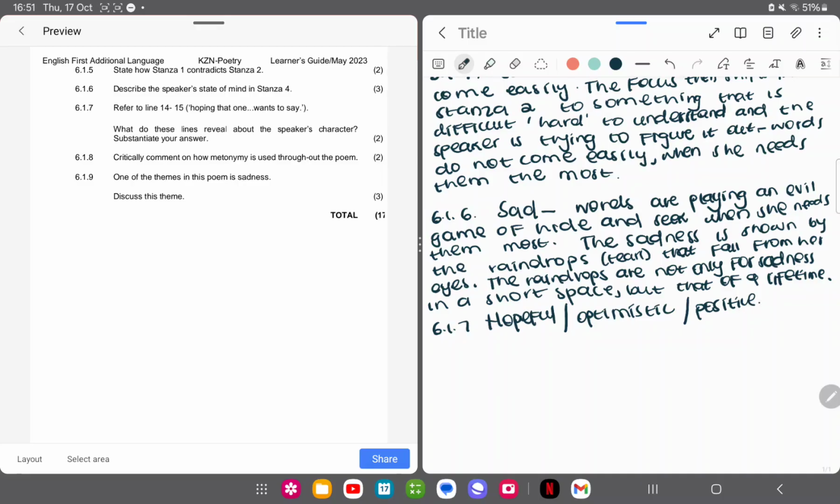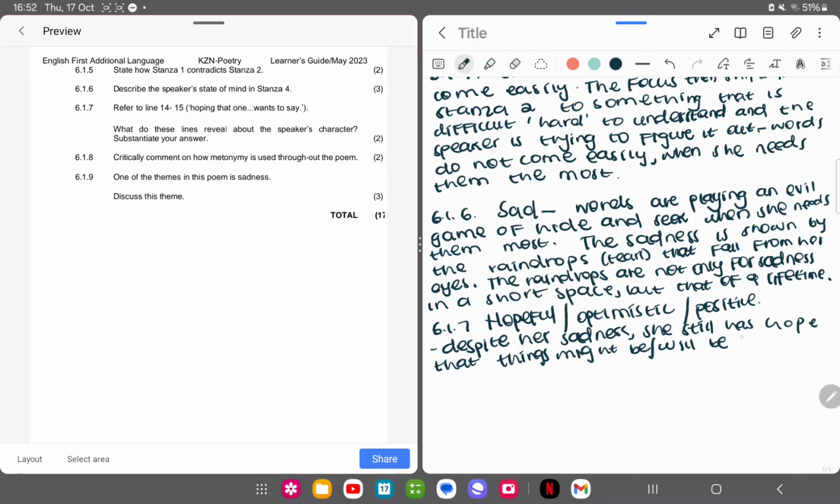Now, why are we saying she is positive? It is because, despite her sadness, she still has hope that things might be, or will be, different in future, and she will be able to find the right words.